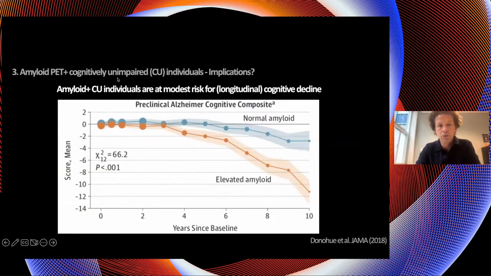Then the next question is, okay, so if you're cognitively normal and you're amyloid positive, what are the implications? And I think this study is actually a really nice summary of all the literature on this topic. What this study did, they performed a very sensitive cognitive test, and the lower the score gets, the worse the performance on this particular test. So these are the years after the baseline. And at this point, an amyloid PET scan was made, and the authors created 2 groups. One was a group with normal amyloid levels and a group with elevated amyloid levels. And what you can see is that actually for the first couple of years, there's no difference between those slopes. So the groups on average perform equally well. It's just after, let's say, 4 years that the slopes start to diverge and that the people with elevated amyloid pathology start to decline at a higher rate compared to people with normal amyloid. So they're at modest risk for especially longitudinal cognitive decline.